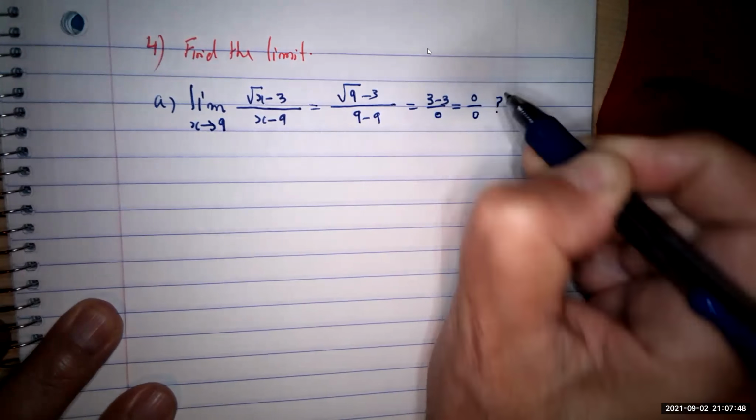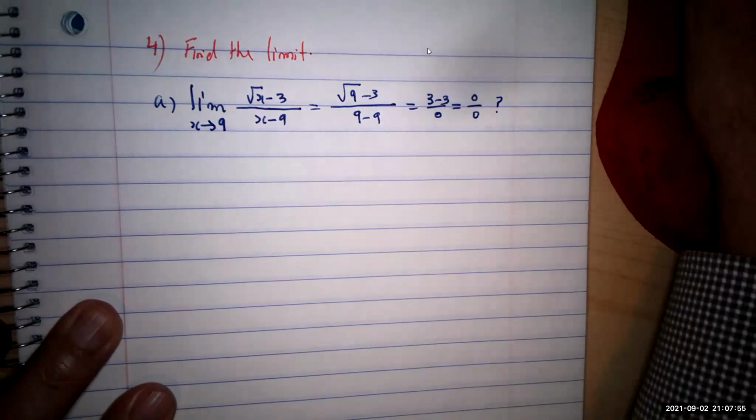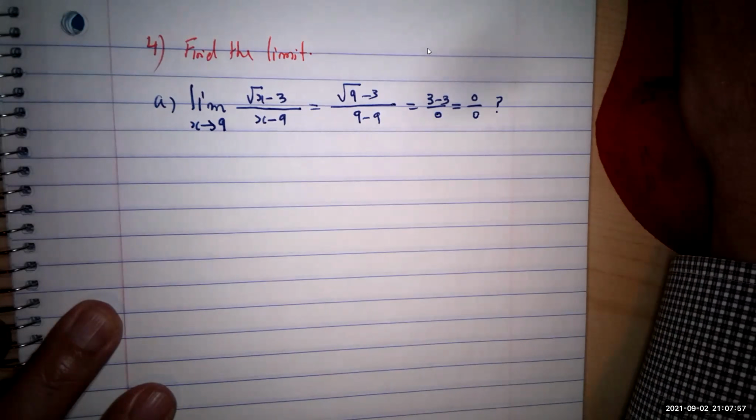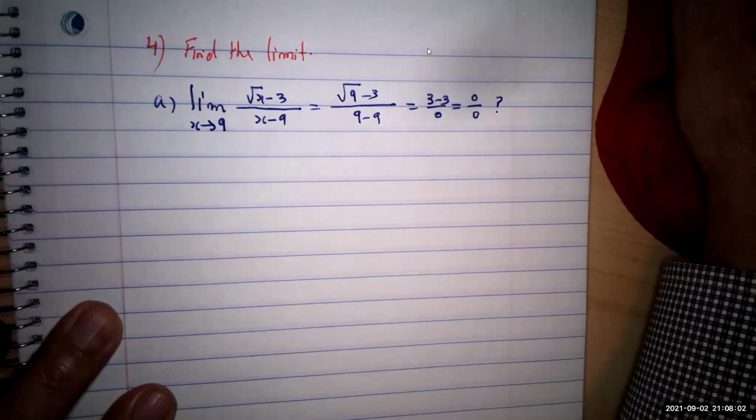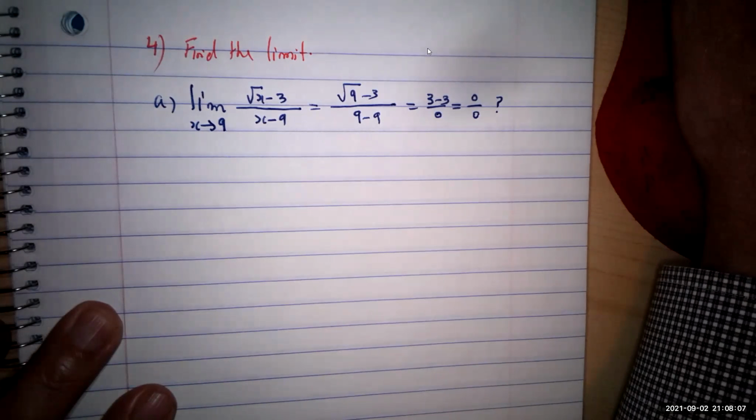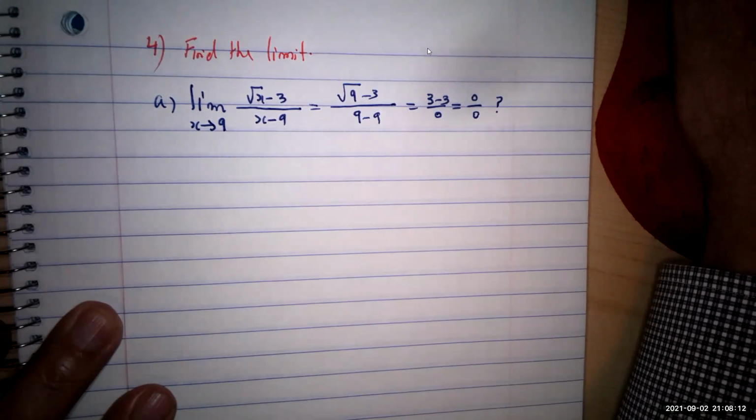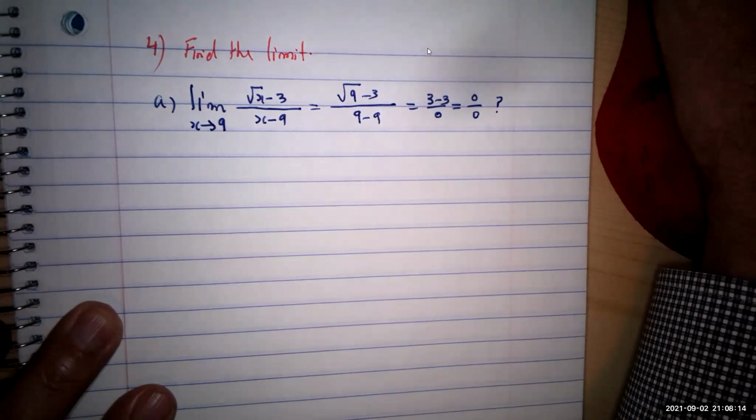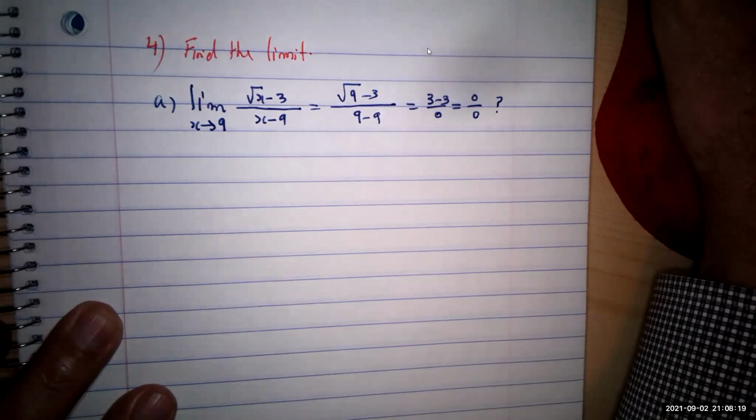What's the message? Do you remember? 0 over 0. Very good, Paul. There is a common factor. What is that common factor? X goes to 9, so the common factor is x minus 9. We talked about it: you put x equal to 9 to get the 0 over 0. How do you get x equal to 9?